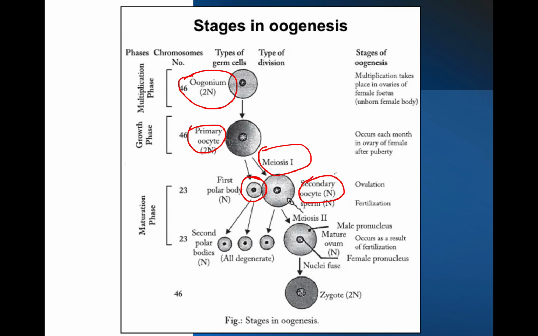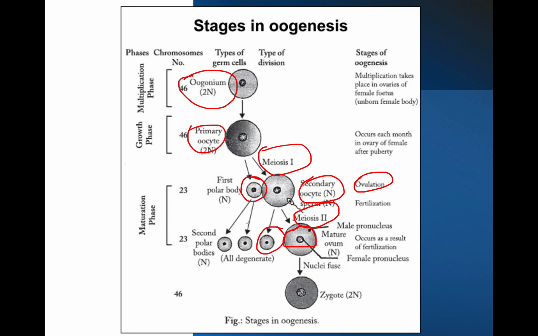This secondary oocyte, children, will be released from the ovary in a process called ovulation. Now remember that meiosis 2, the second meiotic division, will only occur if a sperm fertilizes the secondary oocyte. Okay? If a sperm fertilizes a secondary oocyte, then we move on to meiosis 2. So what happens then after meiosis 2? After meiosis 2, this secondary haploid oocyte is going to divide into two daughter cells. And what would be the two daughter cells? Two daughter cells will be a large mature ovum that's still haploid, as well as another polar body.